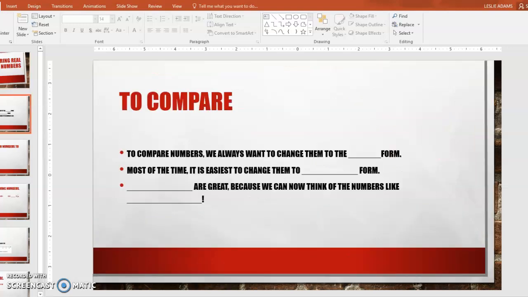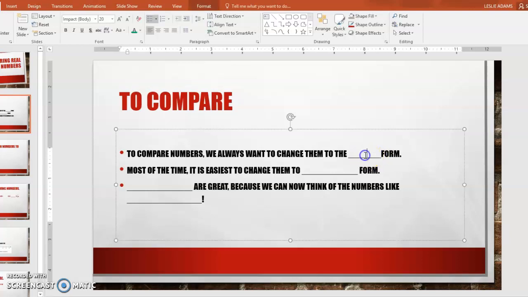If you didn't print the notes out, then you're just copying this from your screen, writing it down into your notebook. Okay, so to compare real numbers, we always want to change them to the same form. That's super important because they've got to be alike to compare them.